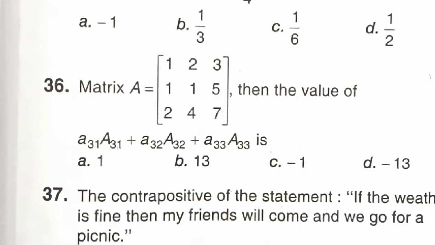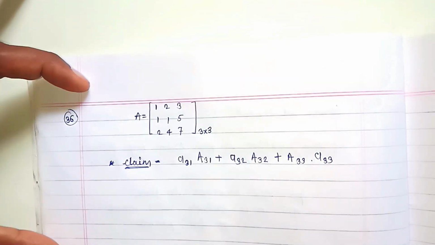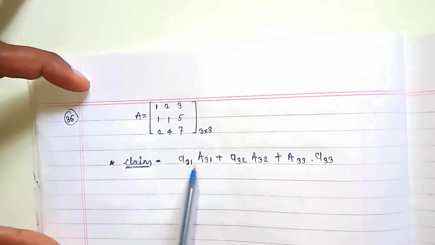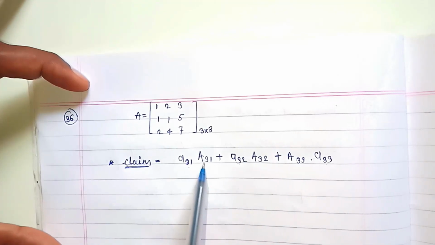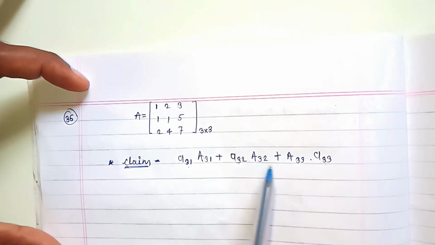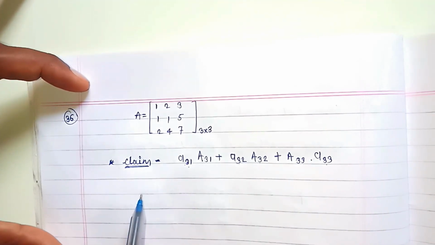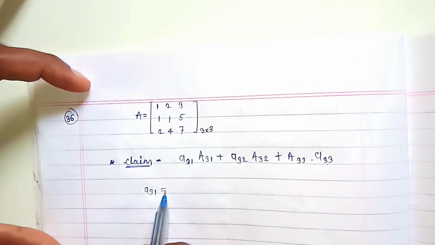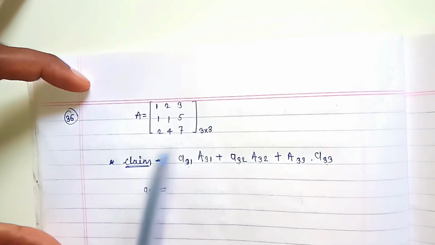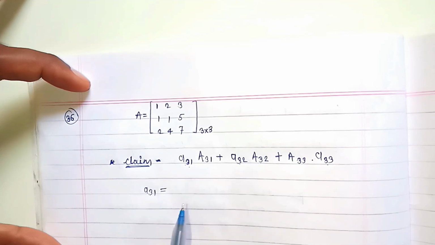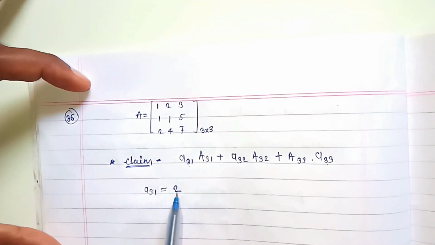Okay, so let's get started with today's solution. Here is the solution of our example. We want the values of a31, a32 and a33, and capital A31, capital A32 and capital A33. First of all, what is the value of a31? It shows the third row and first column. So first row, second row, third row and first column. So a31 contains the value 2.